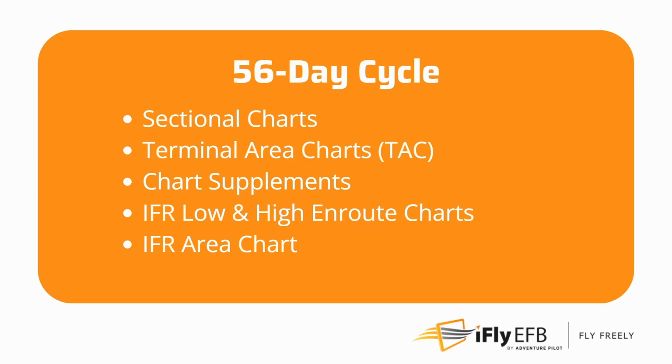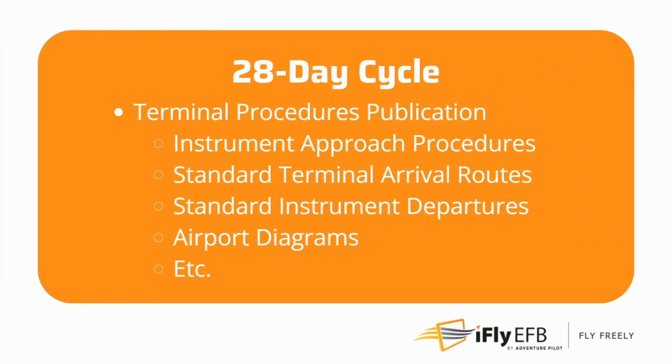as the 28-day cycle. And the 28-day cycle really talks about the terminal procedure publication updating. And the terminal procedures publication holds a lot of information about instrument approach procedures, standard terminal arrival routes, standard instrument departures, airport diagrams, and a bunch of other stuff. The reason this one is a quicker cycle than the 56-day is because minute changes in this tend to have a much larger effect than on the 56-day cycle.